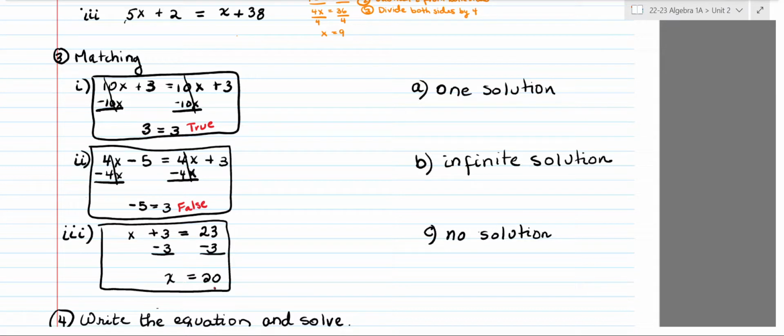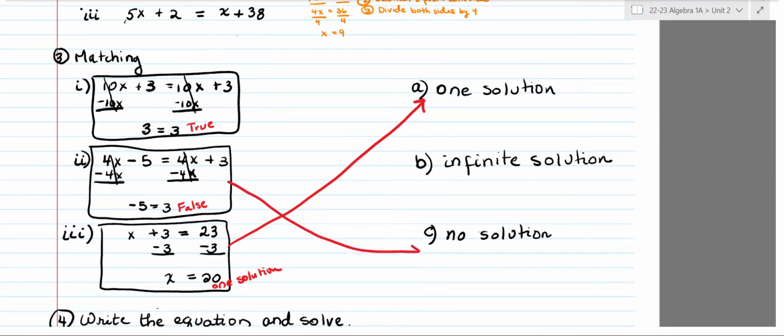And x equals 20. This is one solution. Right, so x equals only one value. So then that means that this one is that one. The false statement gives us no solution, and a true statement gives us infinite solutions.